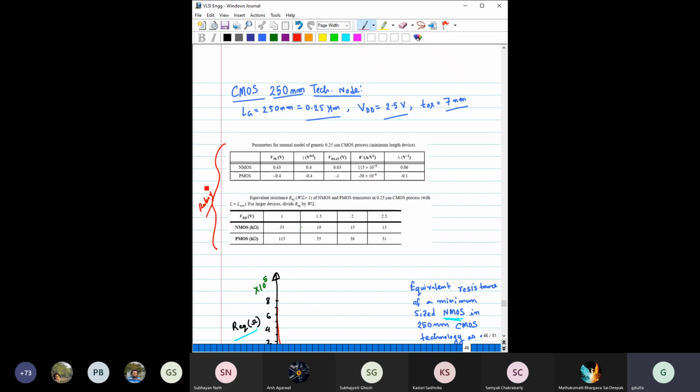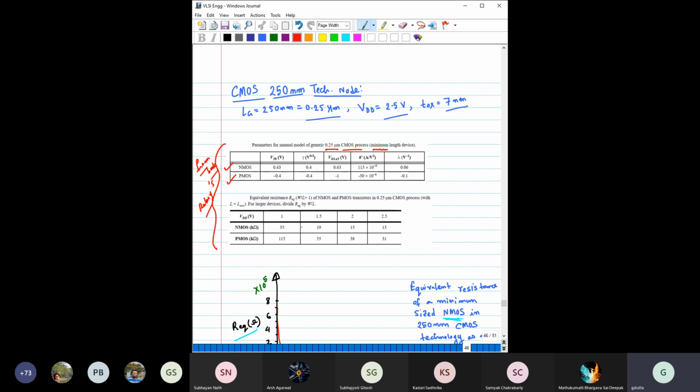Right, from this Rabbit's book. Okay. Now, if you see this, these are for the same technology node. Okay, 0.25 micrometer CMOS technology node. Okay, for minimum gate length.